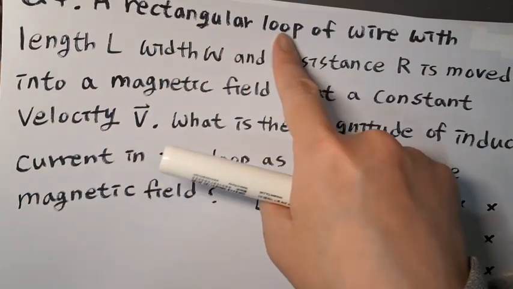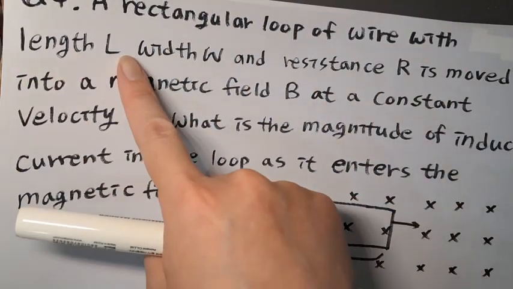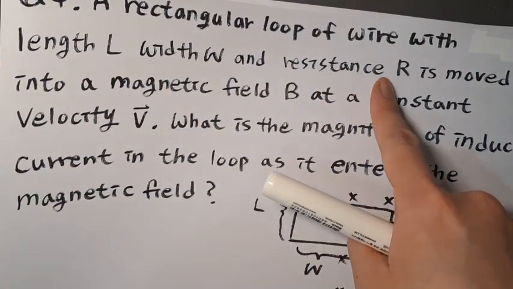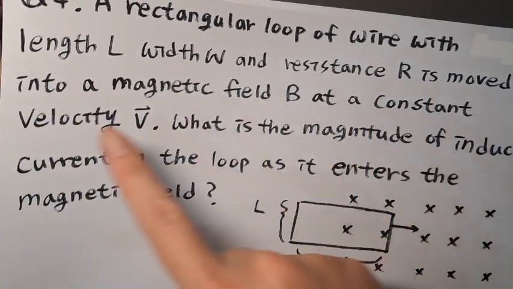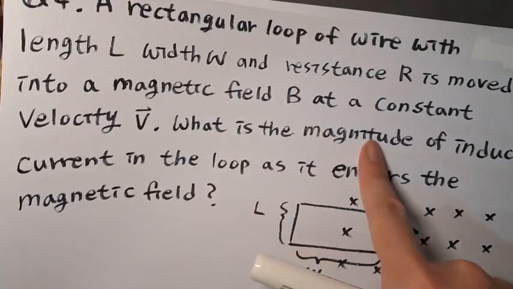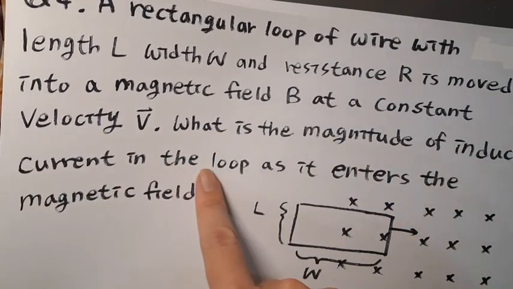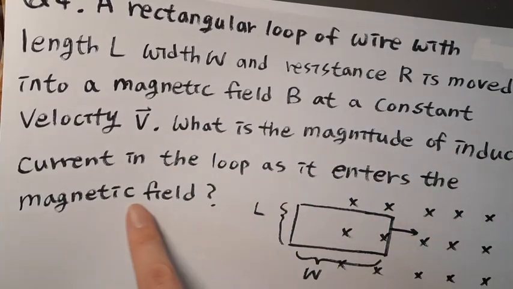A rectangular loop of wire with length L, width W, and resistance R is moved into a magnetic field B at a constant velocity V. What's the magnitude of induced current in the loop as it enters the magnetic field?